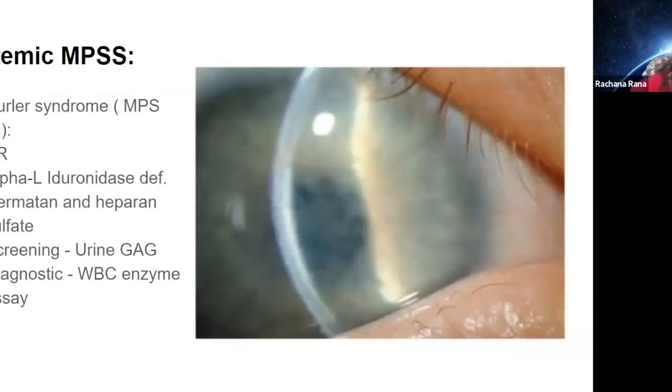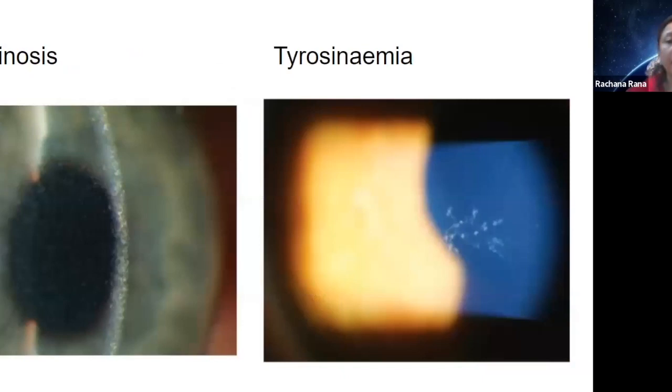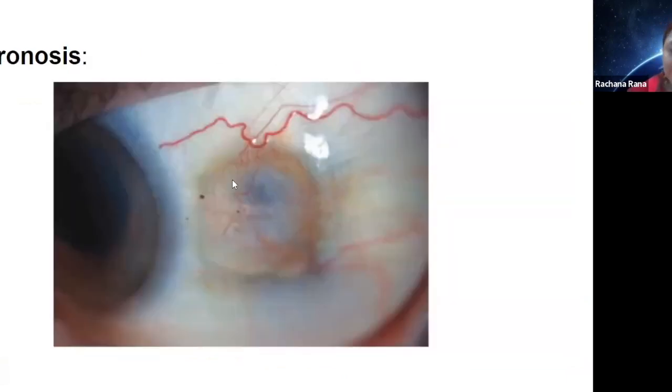This is systemic mucopolysaccharidosis, where you can see a very hazy cornea. There is also sphingolipidosis in Fabry's disease, where we can see a whorl-like pattern of the cornea, cornea verticillata. This is again amino acid metabolism, with different findings in the cornea. This is cystinosis, where we can see crystal-like deposits. This is again some shiny deposits in tyrosinemia. This is discoloration of the sclera in ochronosis. There is deposition over here.